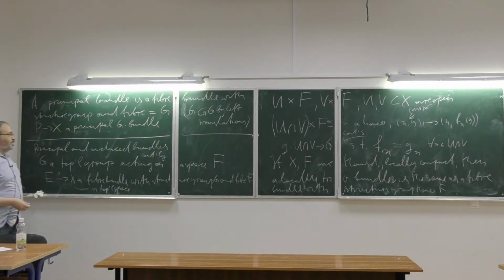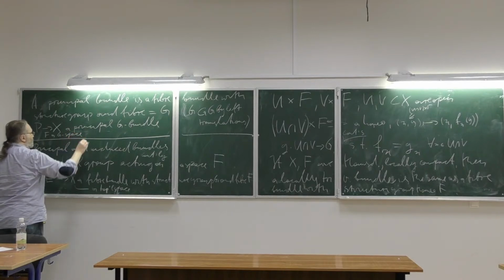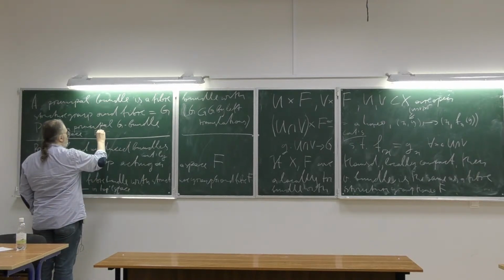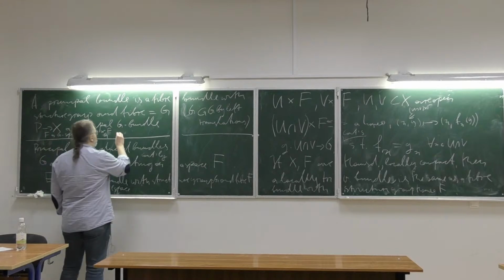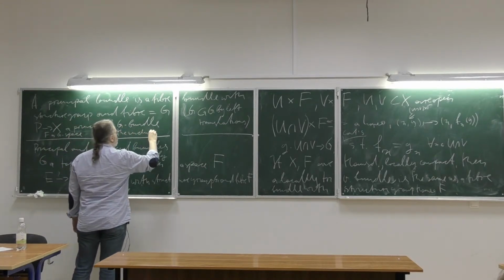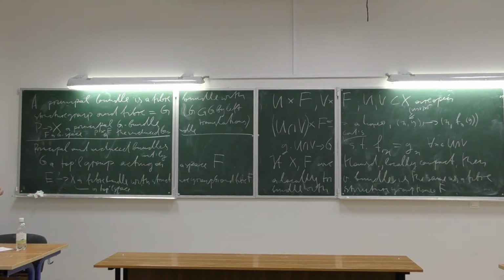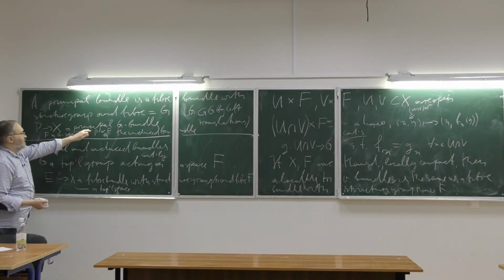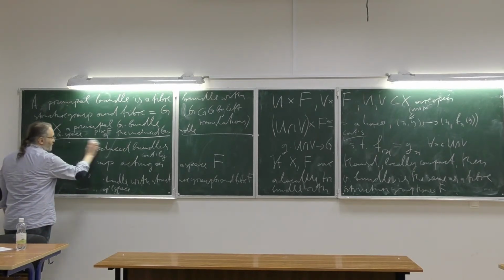if we have a principal G bundle and F is a G space, then we can form... Okay, I haven't explained one important thing yet. So let's forget about this part. I need to explain one other way to view principal bundles.